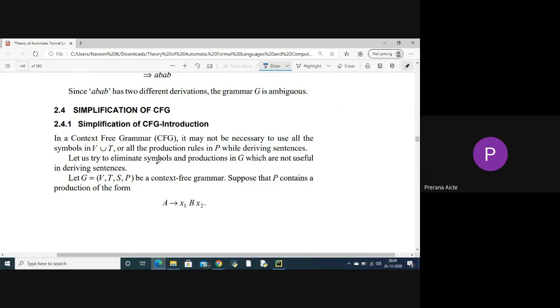Okay, next we'll go with simplification of grammar. Simplification of context-free grammar comes under three parts: elimination of useless symbols, elimination of unit productions, and elimination of null productions. A grammar is more workable if it is simplified. Simplified means eliminating all these useless symbols, unit productions, and epsilon productions also.